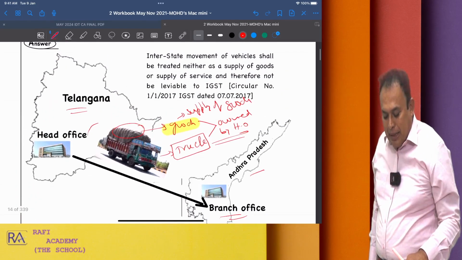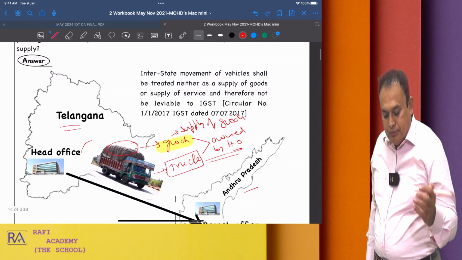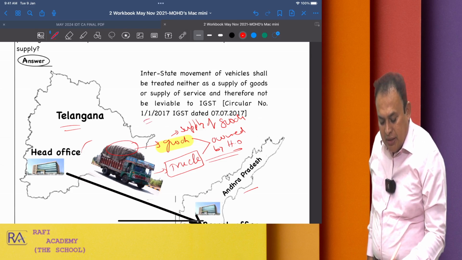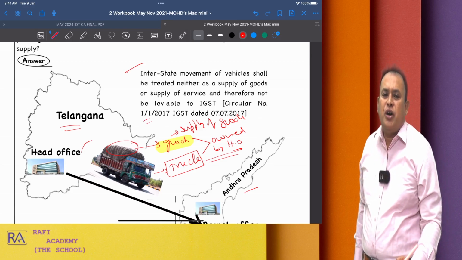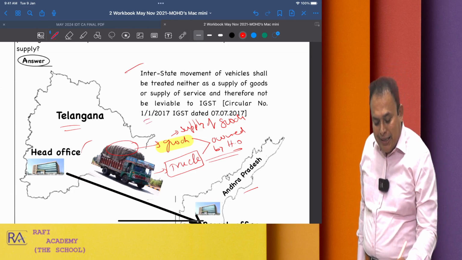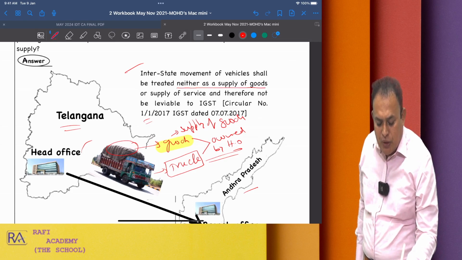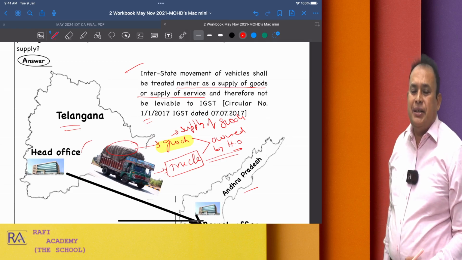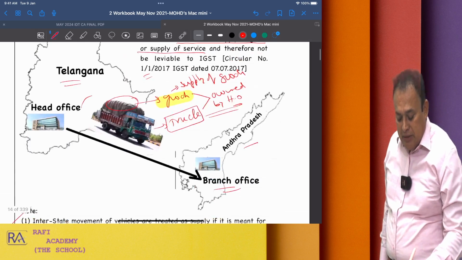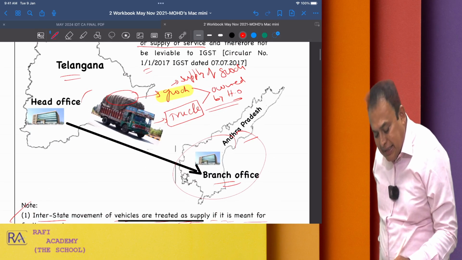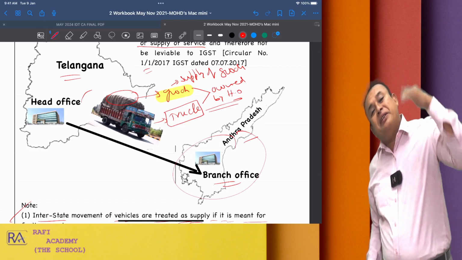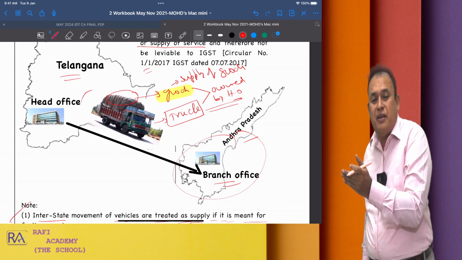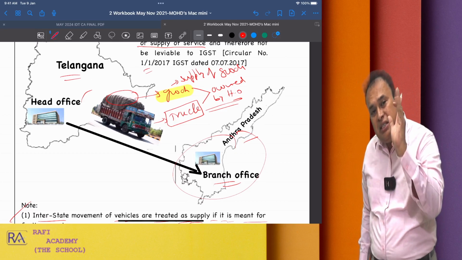Now please come back. Generally, the circular says interstate movement of vehicle shall be treated neither as supply of goods nor supply of services, and therefore is not liable to IGST. However, if the branch office takes this vehicle and uses it for further supply, then in that case, movement of the vehicle from head office to branch office is a supply.